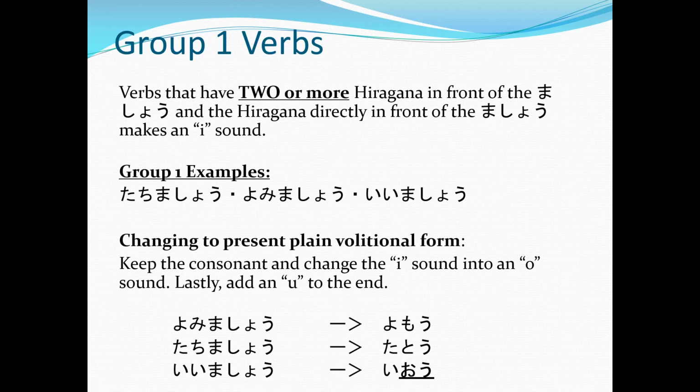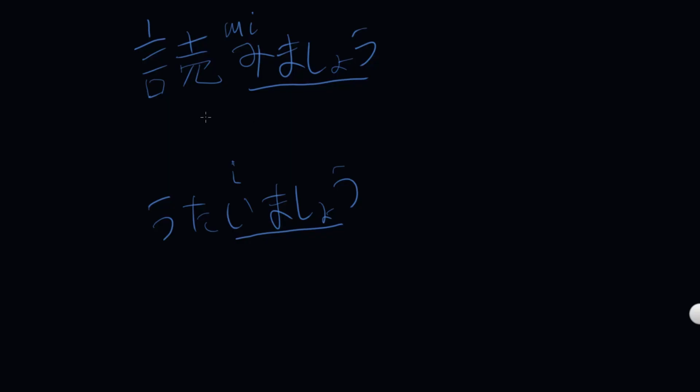So let's have a look at a couple of examples together. Here we have yomimasho. Remember, we have a mi here plus masho. It's group 1. We're going to keep that kanji yo. We're going to keep that consonant, the M. We're going to change that I sound to an O sound. So it becomes mo. And we need to make sure we add an U at the end. Yomo, let's read. You say yomoka, shall we read?